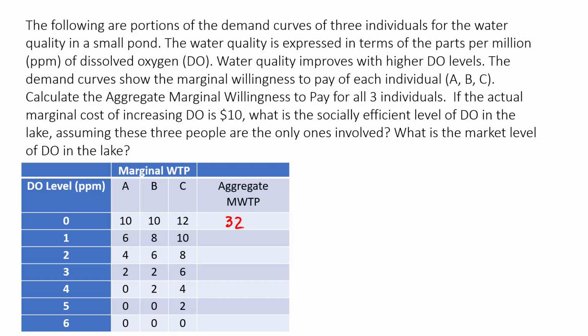Now, if we want more dissolved oxygen in the lake, then we are going to need to add up the marginal willingness to pay across these three individuals at 1. So that's 6 plus 8, which is 14, plus 10, which is 24.